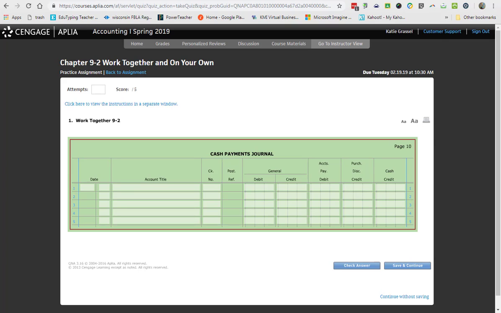That one should make sense for you, right? Cash credit. Every transaction that goes in this journal has to have a cash credit. Otherwise, it doesn't go in the journal. That's the whole point.